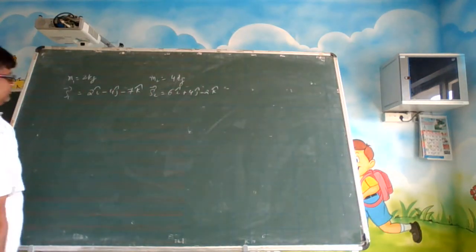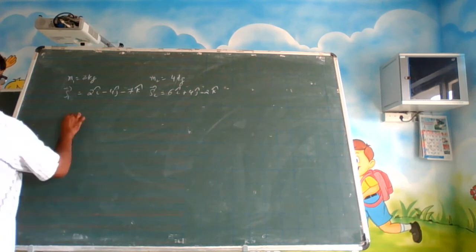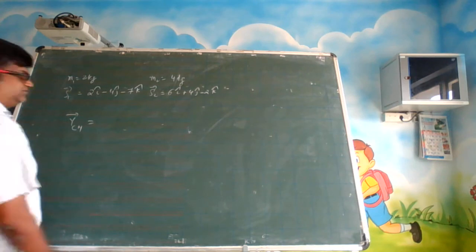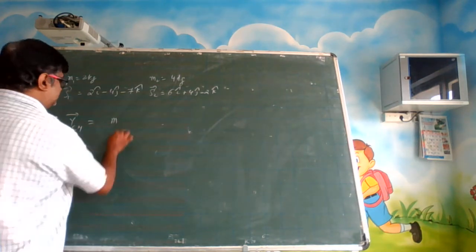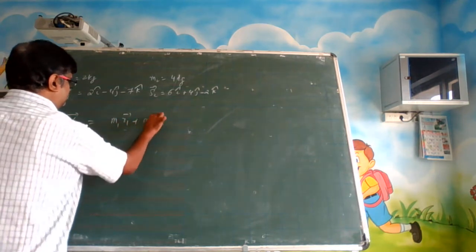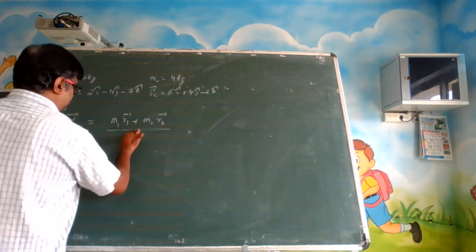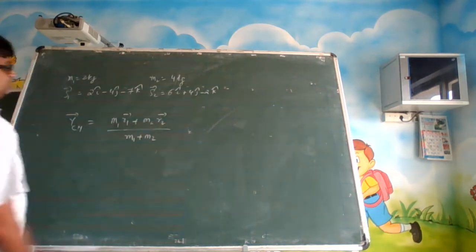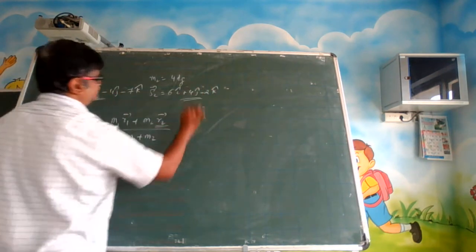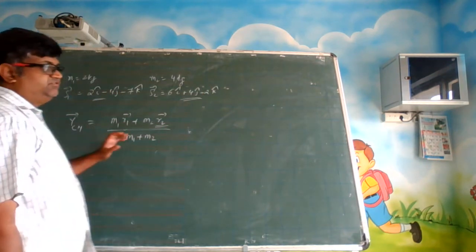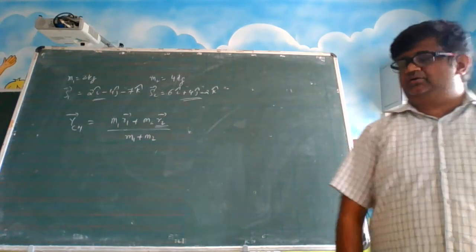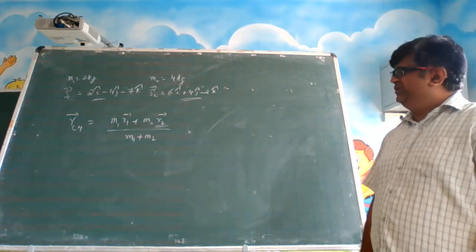Let us say the center of mass location is some position vector, r vector, r center of mass. We have seen that it is m1 r1 vector plus m2 r2 vector divided by m1 plus m2. This is your r1, and this is your r2. So here the r vector means you will get the answer in terms of ijk. In vector form, if they are asking you the question, you should do it like this.